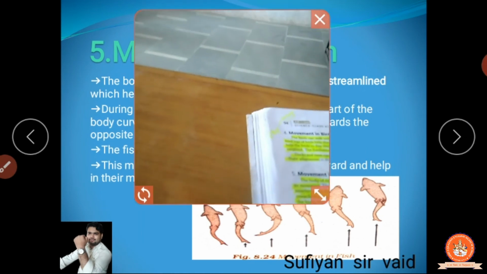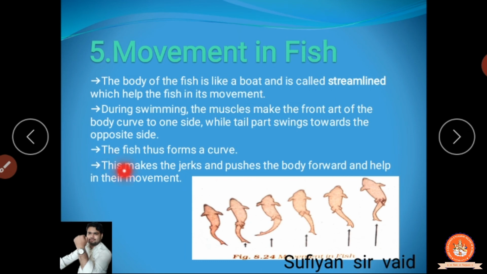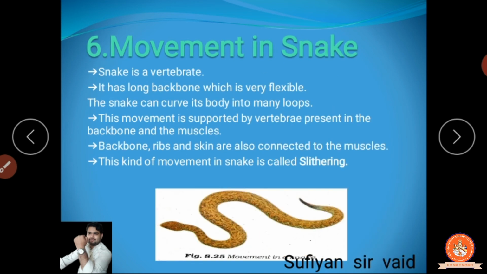Clear? So these movements make the jerk and push the body forward and help in their movement. Clear? Now the final thing is the movement of the snake. Most of you have seen it in movies, and in most movies there is an episode of a snake, or if you have seen Nagin, over there you can see the snake. Clear? So when you observe a snake moving, it moves in a curved pattern.